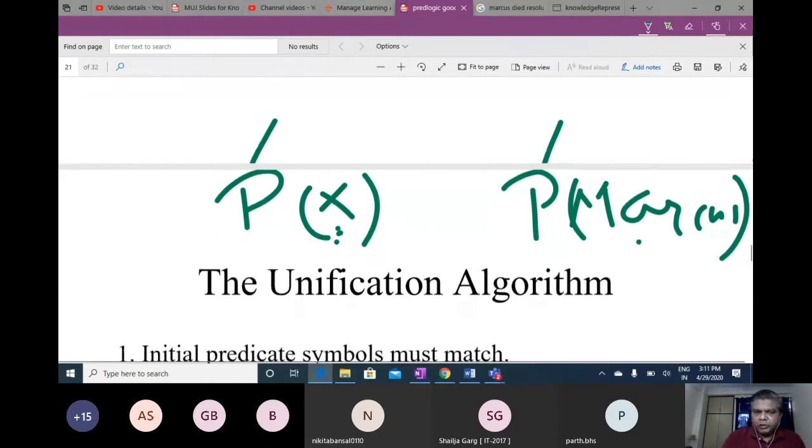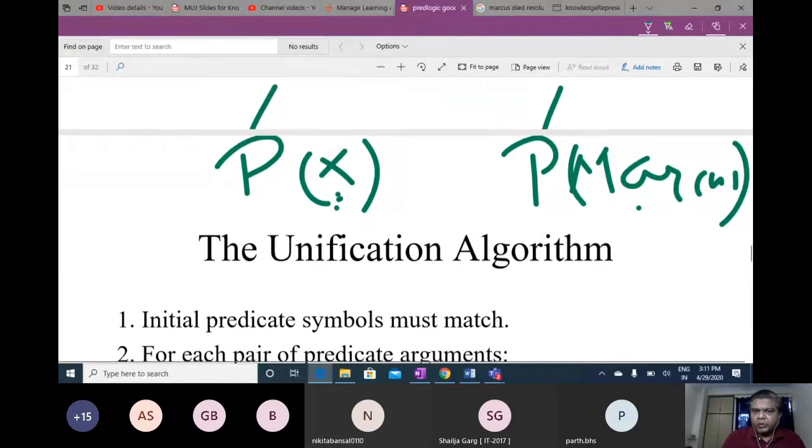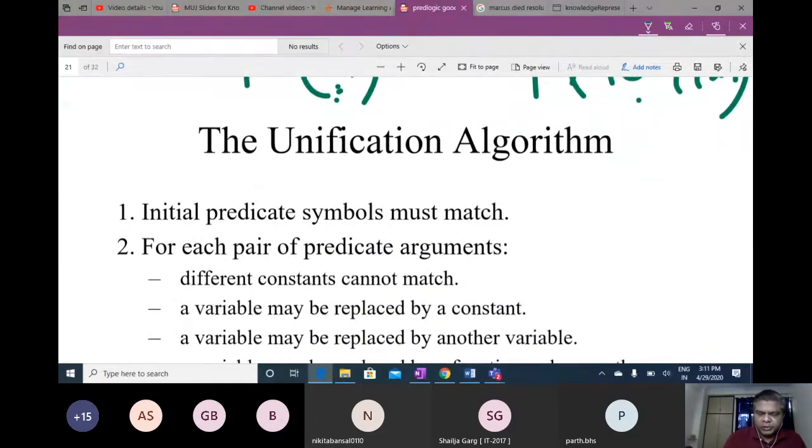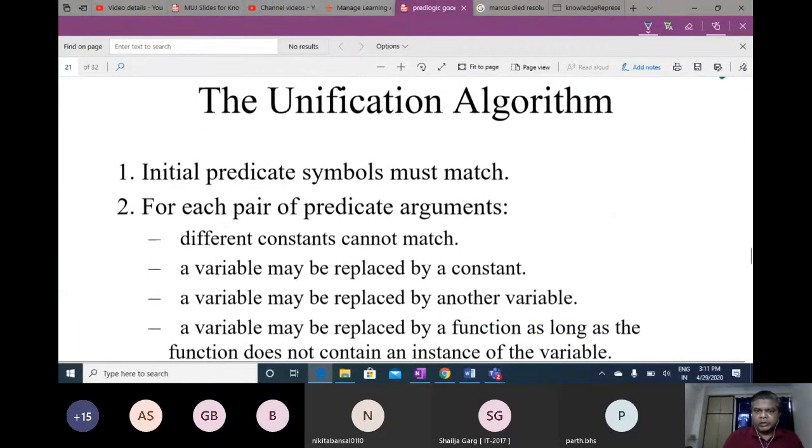Okay, so that is how this algorithm works. This is the simple initial predicate symbol must match. So this is the algorithm, though there is a well lengthier algorithm given in your Rich and Knight book, but these steps give you the basic idea of that algorithm.